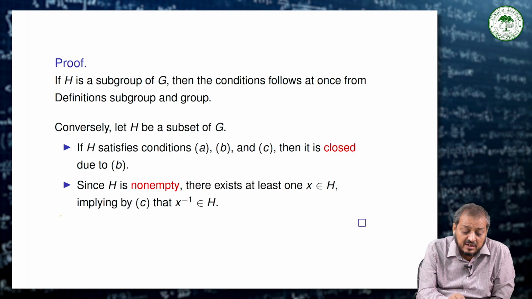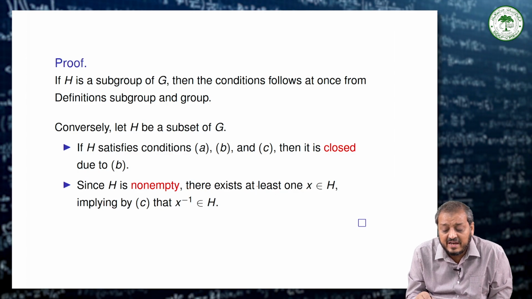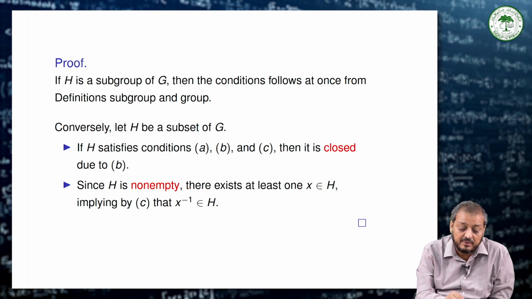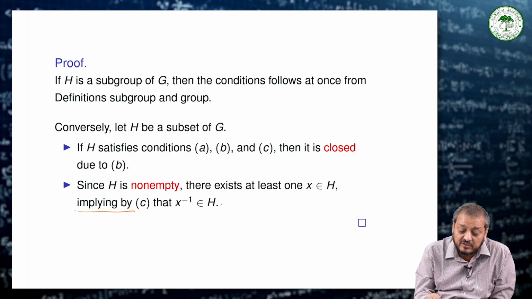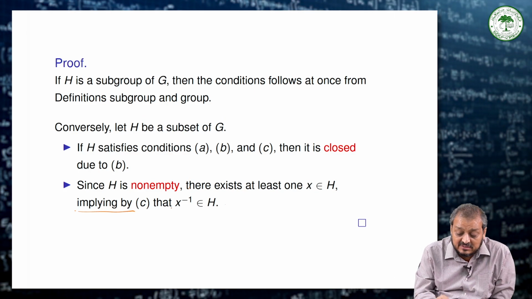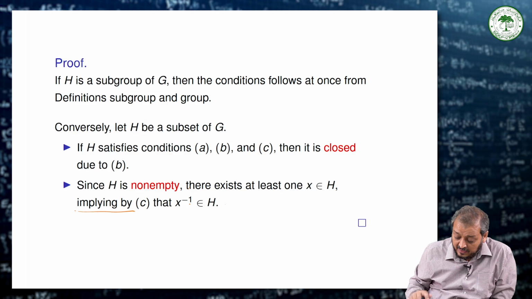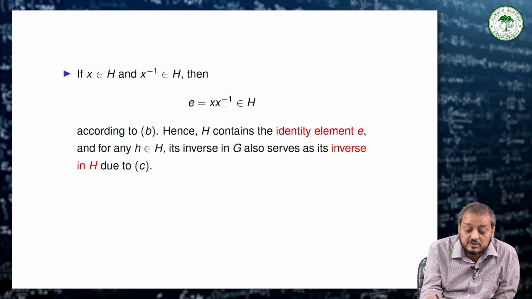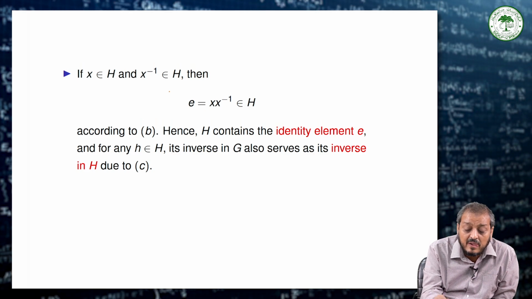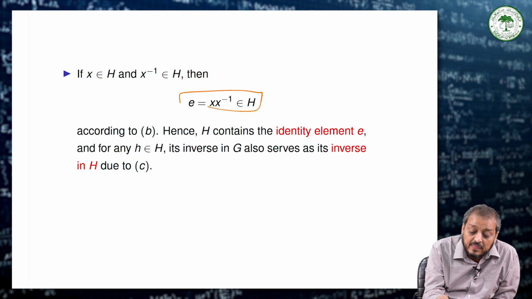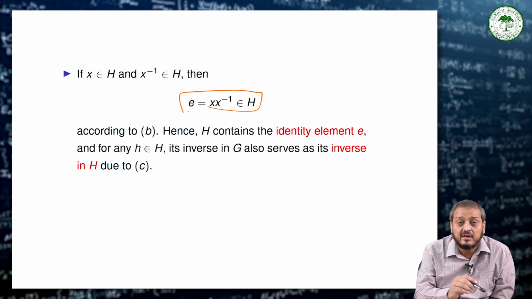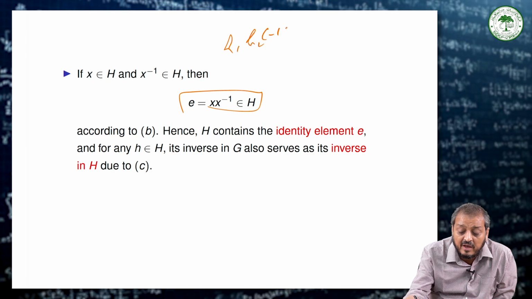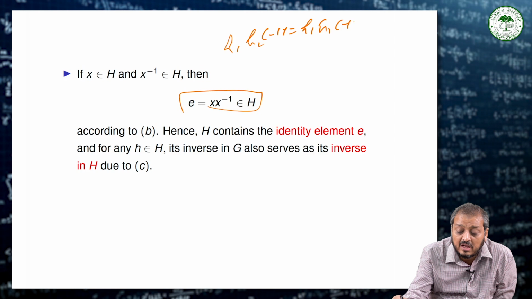Now second, since H is non-empty, there exists at least one x belonging to H. If x belongs to H, then by condition C, x inverse also belongs to H. If x is an element of H, x inverse is also an element of H, then by condition B, which says closure, e can be written as x inverse... He is saying that h1 h2 is also an element of H.